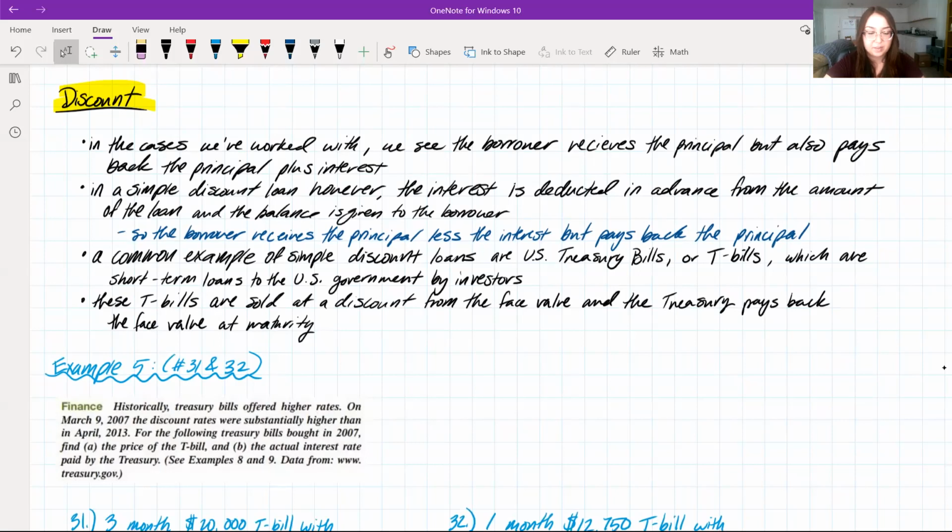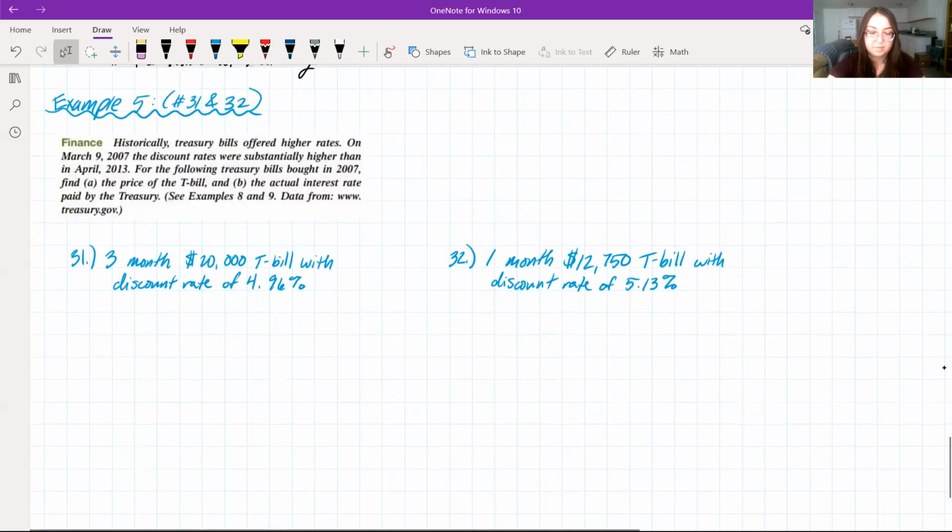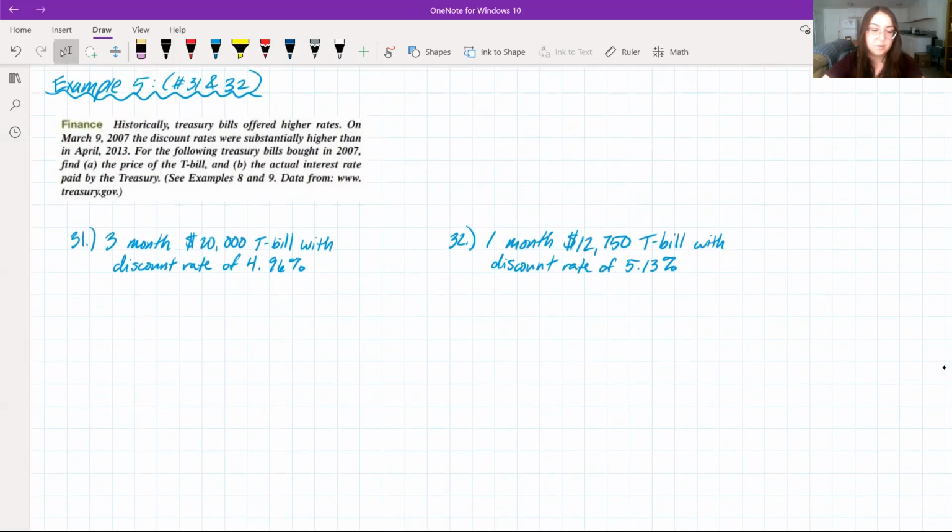So what we're seeing here is that the borrower receives the principal without the interest, but pays back the principal as well. A common example of simple discount loans are the U.S. Treasury bills, or T-bills, which are short-term loans to the U.S. government by investors. These T-bills are sold at a discount from the face value, and the Treasury pays back the face value at maturity. So we're going to put this into practice with our example 5, which is numbers 31 and 32 from your book.